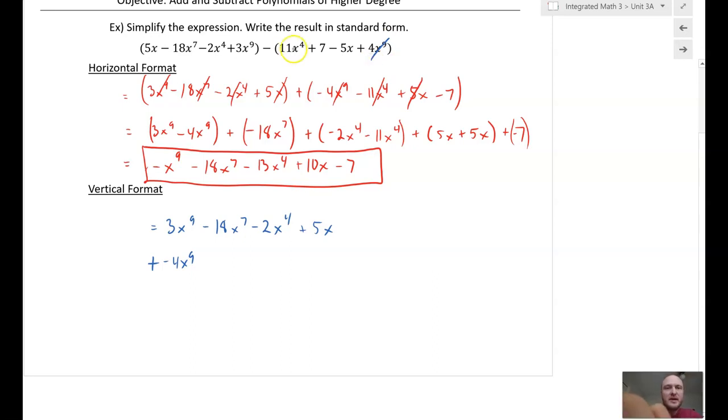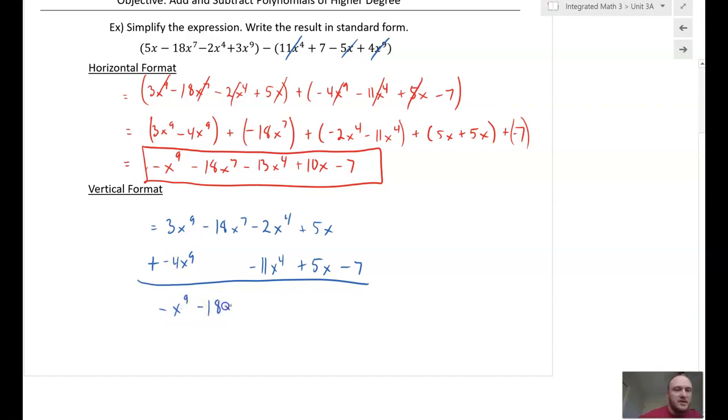Next I have an x to the fourth term, so a negative 11x to the fourth. The opposite of negative 5x is a positive 5x, and the opposite of a positive 7 is a negative 7. So in this problem, we're subtracting these. Now I'm just going to combine these terms. What's a positive 3 combined with negative 4? That's a negative 1x to the ninth.